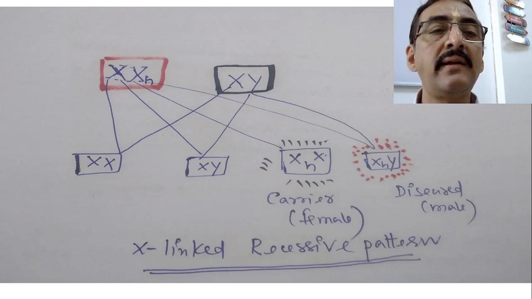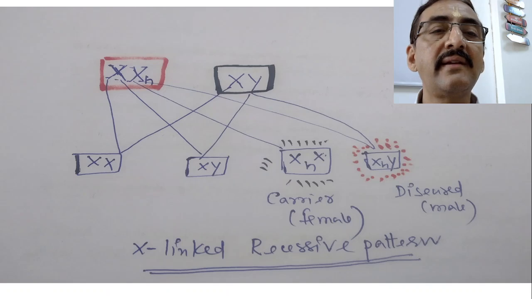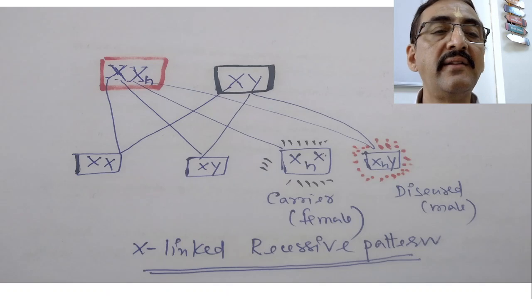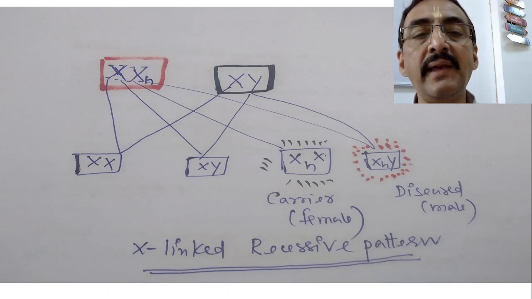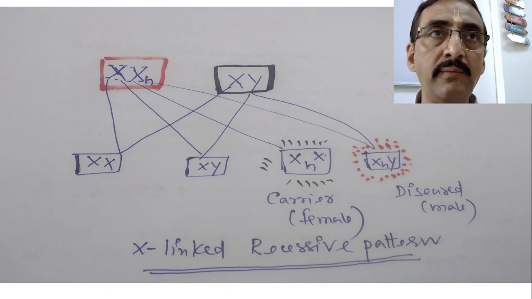The XY male is normal, and the XX female is a carrier. Then there will be possibilities like this: XX, XY, XHX and XHY. So if you see the males, suppose this couple has 4 children. We assume 2 will be normal, 1 male and 1 female, and both will be normal, not affected, and not carriers either.